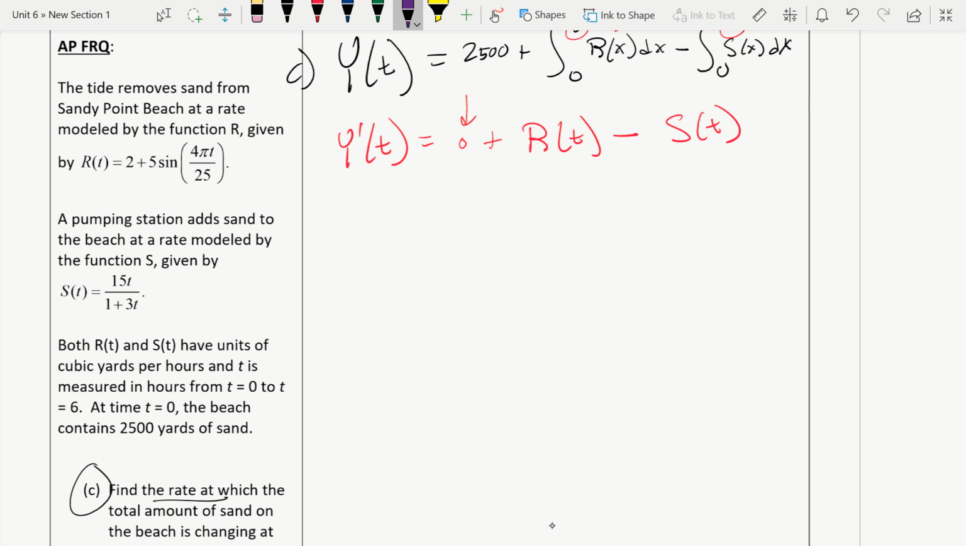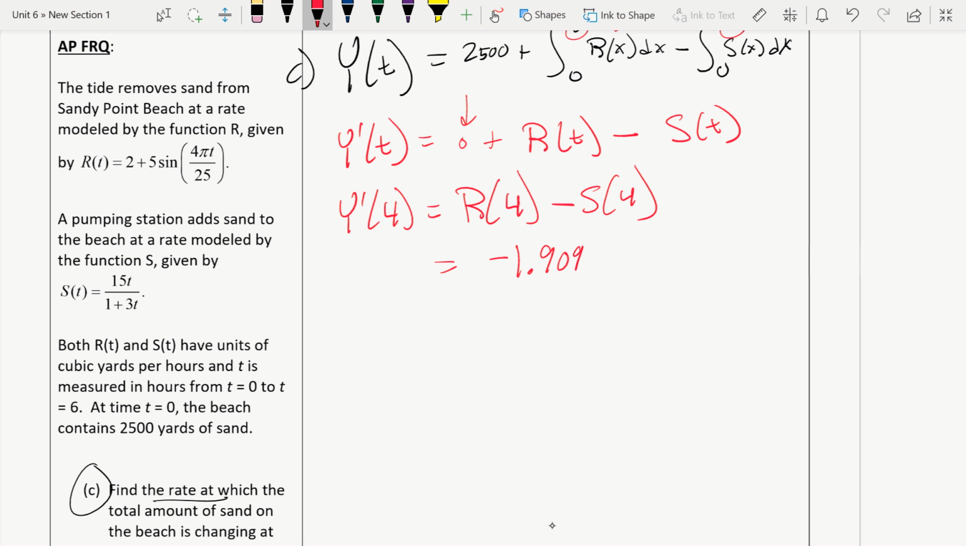So we would need y prime at 4, which is just r of 4 minus s of 4, which, get out your calculator, plug 4 into each of these, subtract them, you should get negative 1.909. Don't forget your units. Because we're working with just the rate functions, we'd be back to cubic yards per hour.